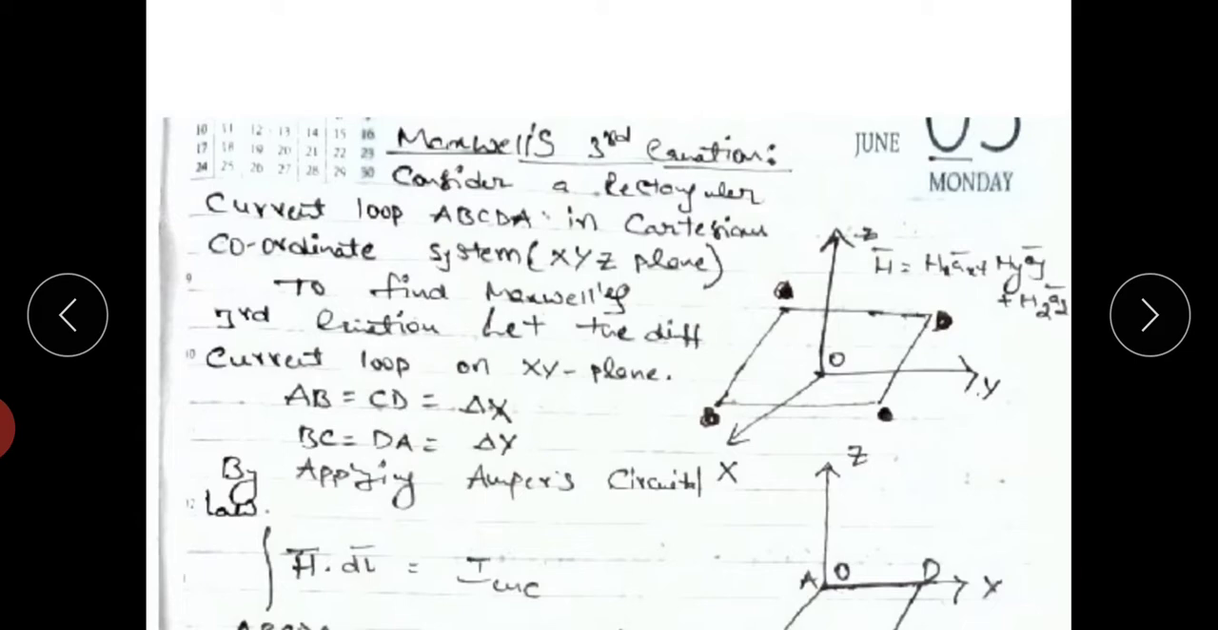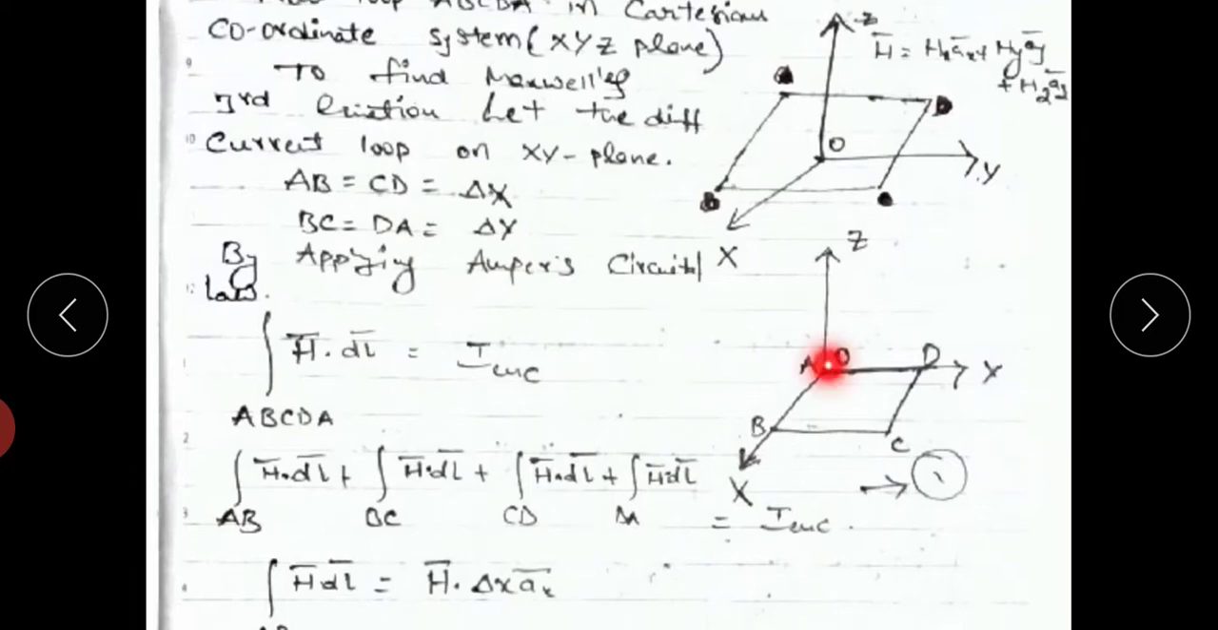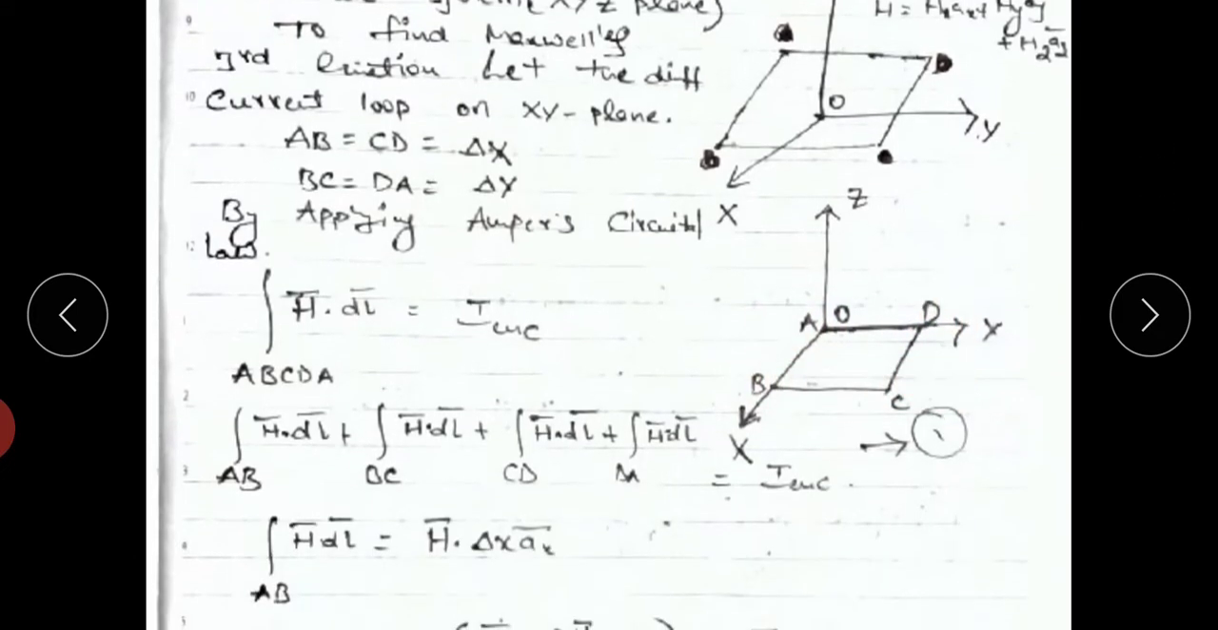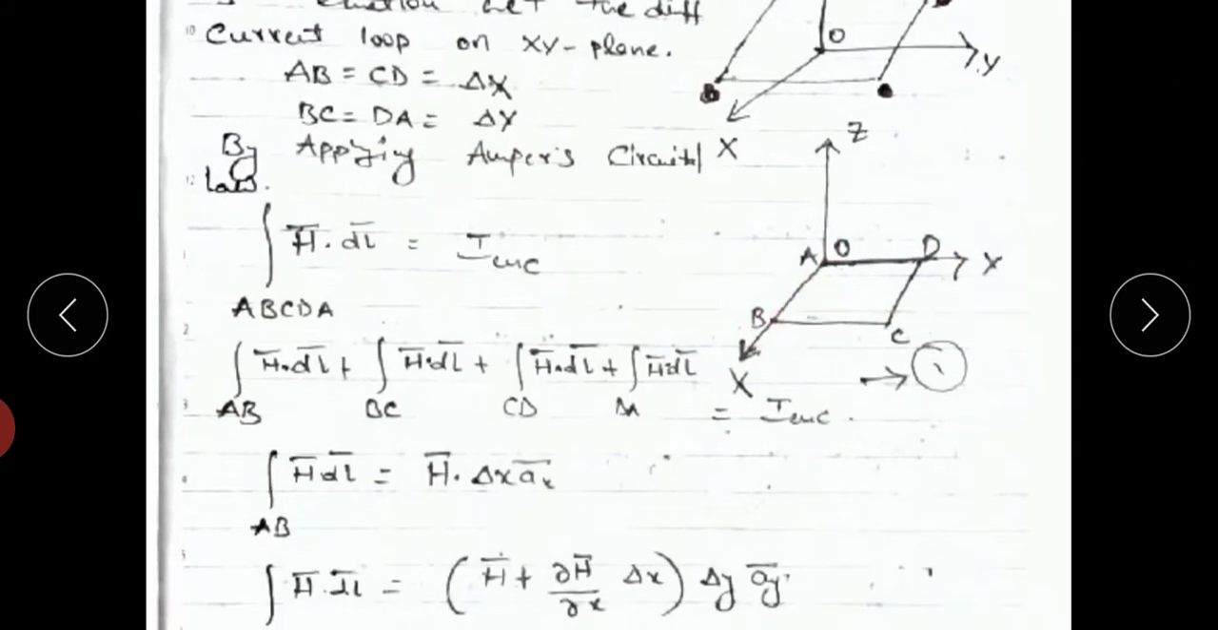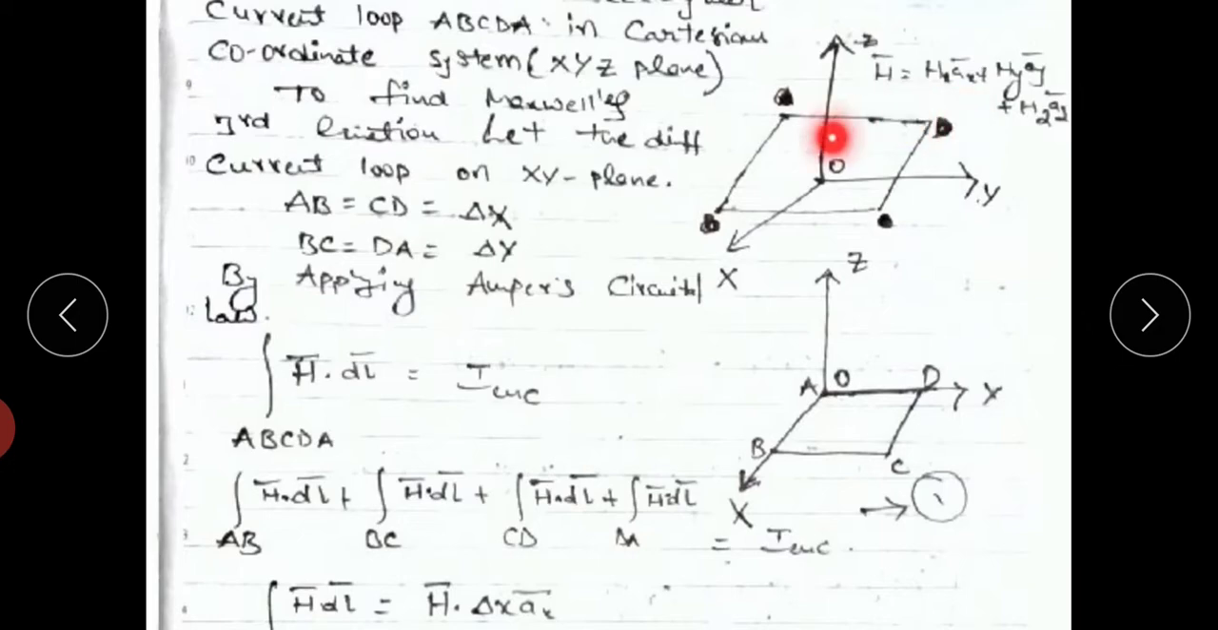Now, to find Maxwell's third equation, let us consider a differential current loop on the xy plane. So this is the current loop on the xy plane. Assume here AB equals CD equals delta X, and BC equals DA equals delta Y.